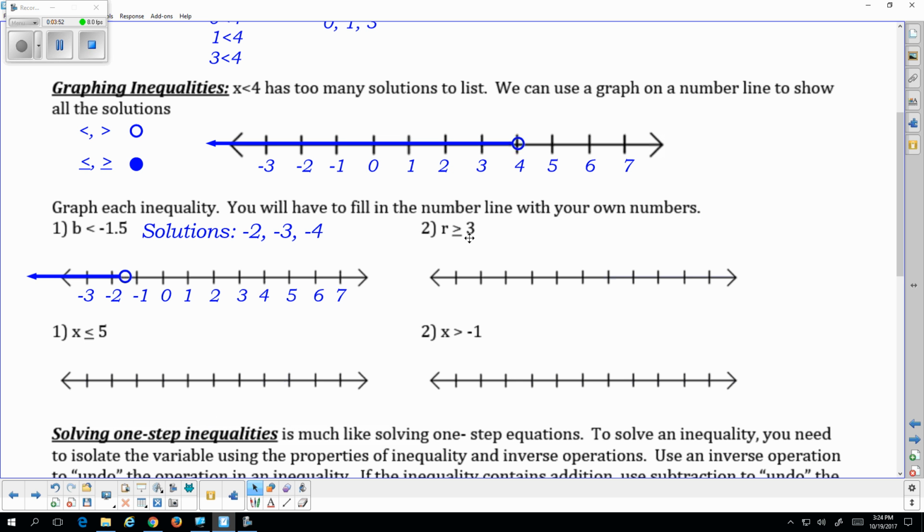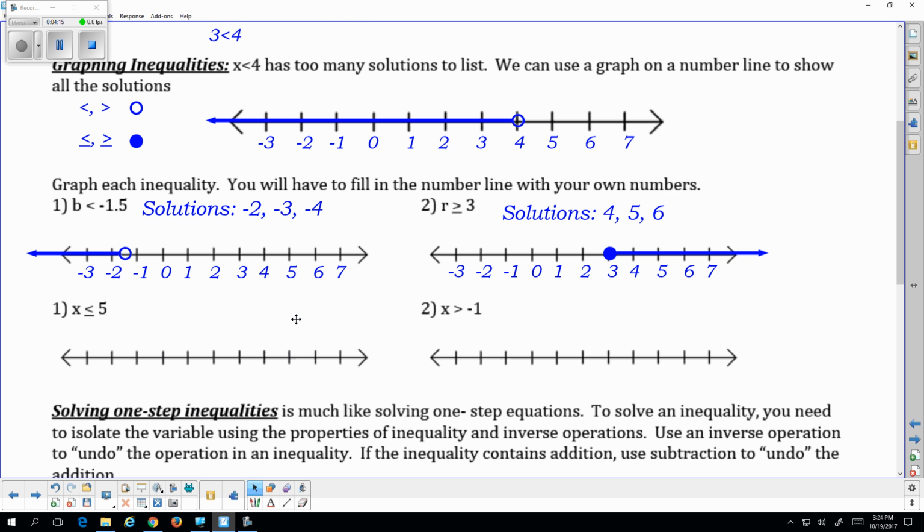Okay. Over here, r is greater than 3. So here are some solutions I came up with, some numbers that are greater than 3. Now, at 3, am I going to do an open circle or closed circle? Closed circle. And then am I going to shade to the right or to the left? I'm going to shade to the right.